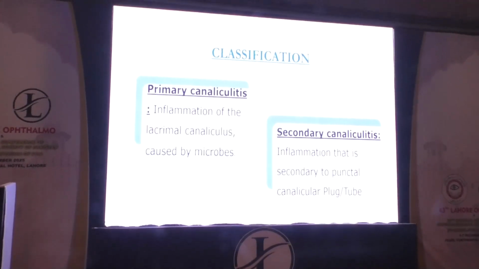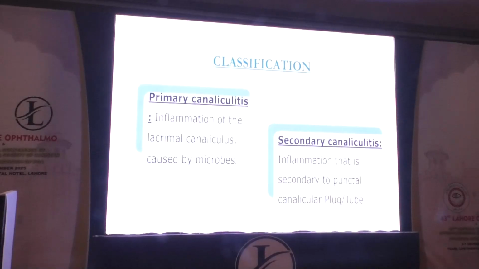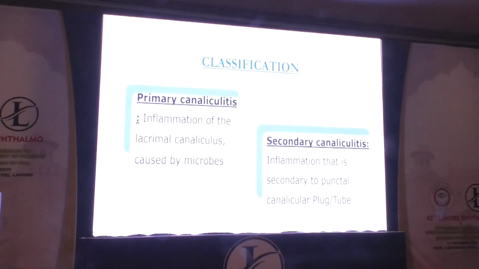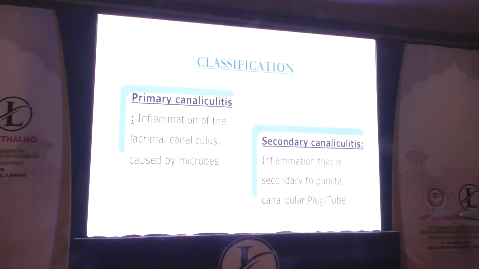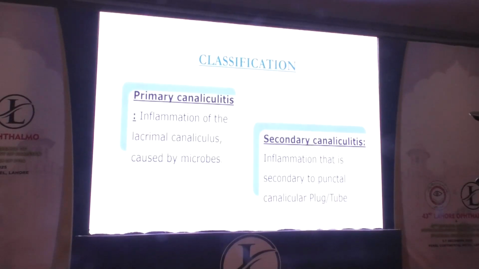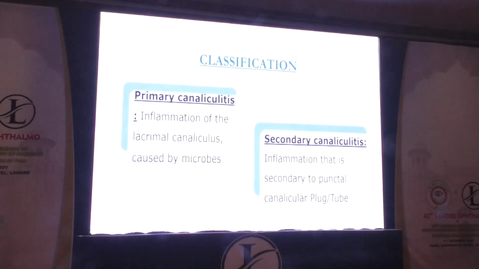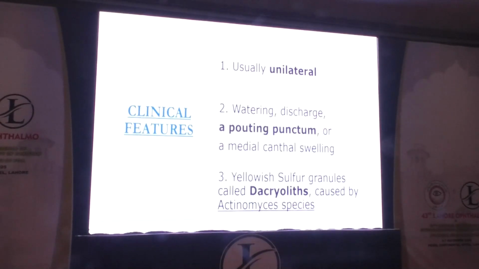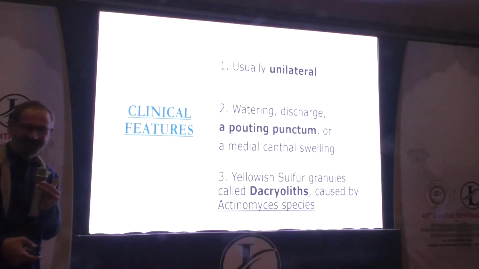The primary canaliculitis is usually inflammation of the canaliculus itself without any known cause, and in the secondary there is some inciting agent, maybe some foreign body. In the chronic ones, it is Actinomyces israelii or Pseudomonas. It's pretty painful and chronic. They suffer for years before they come to the oculoplastic surgeon or, more precisely, the dacryologist.